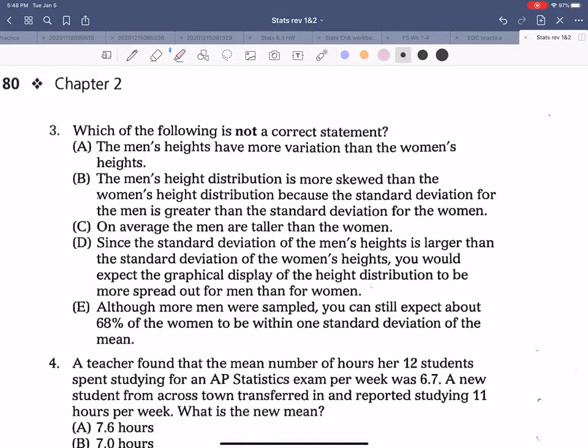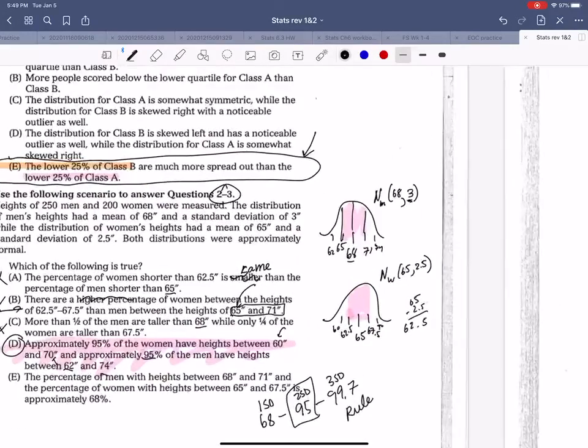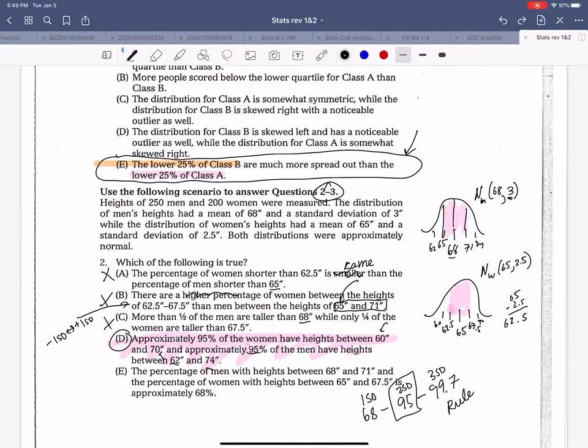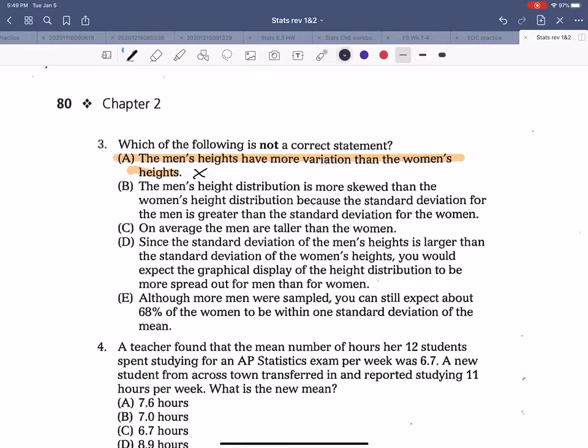Which of the following is not a correct statement? Men's heights have more variation than women. Okay, that doesn't sound right, does it? But let's keep reading. Men's heights distribution is more skewed than women. Well, based on the data we've given. Oh, well, based on the data we're given, remember it said this was for both problems. If I look at this data, I say to myself, wait a minute, they do have slightly more variation because standard deviation is a measure of variability. So I thought, just because you're a guy doesn't mean your height is more variable, but based on this data, that is true. Nice, okay.